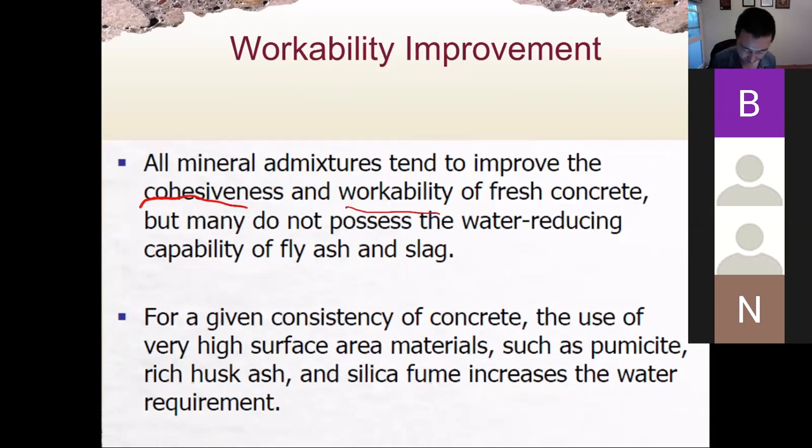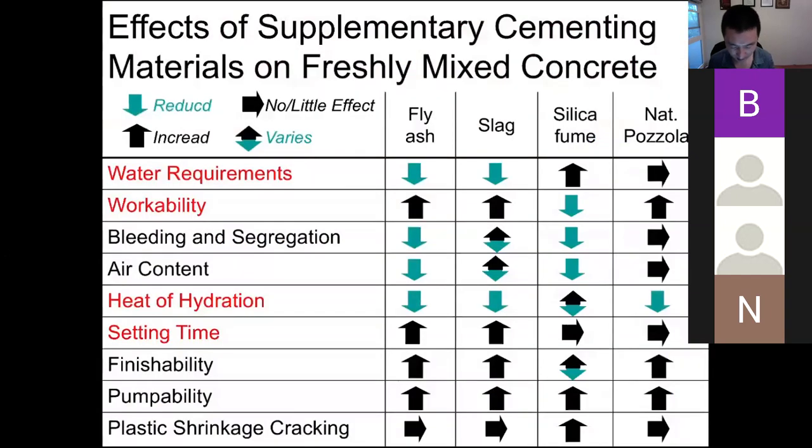So this table summarizes how different types of SCMs affect fresh properties of concrete. Focus on water requirement, which is defined as how much water is needed for the concrete to be mixable. Workability, again, how much energy is needed to fully compact concrete. Segregation and bleeding, heat of hydration, and also setting time.